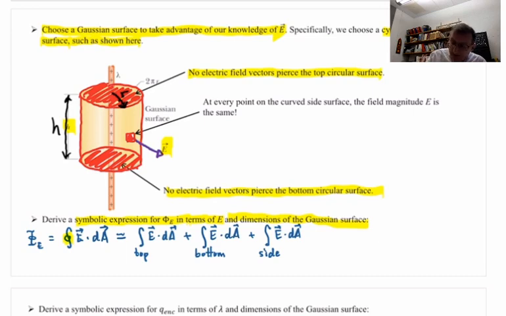Now here's what I can say about these three integrals. The integral of E dot dA over the top surface is 0. You see, we just said there aren't any electric field vectors piercing the top circular surface. They skim it, but they don't pierce it. By the same logic, the integral of E dot dA over the bottom circular surface is 0. There's no piercing of the bottom circular surface. All the piercing comes on the side, the curved side. Okay? So that's all that's left.